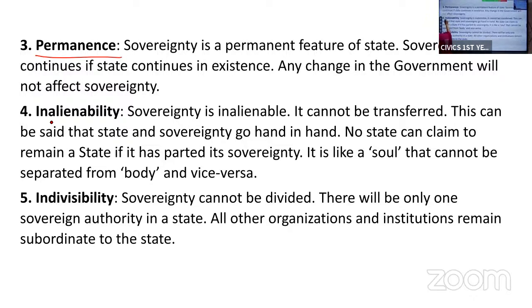The next is inalienability. Now, what do you mean by inalienable? Inalienable means cannot be transferred. Sovereignty cannot be transferred. The powers of the state cannot be transferred. If the powers of the state are transferred, then there is no sovereignty, there is no independence. It is like the soul and the body, which cannot be separated from each other. So sovereignty is the soul of the state.